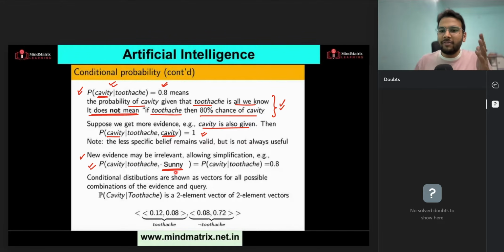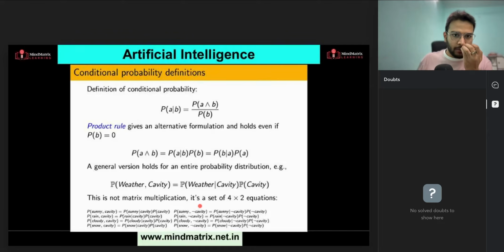So if it is not relevant, we can simply avoid this event. Now it will become probability of cavity given toothache only, right? So that is equal to 0.8 only. Clear? I already explained these things to you, and you will understand in some time. Basically, these are just two element vectors as given: cavity or not cavity, toothache or not toothache.